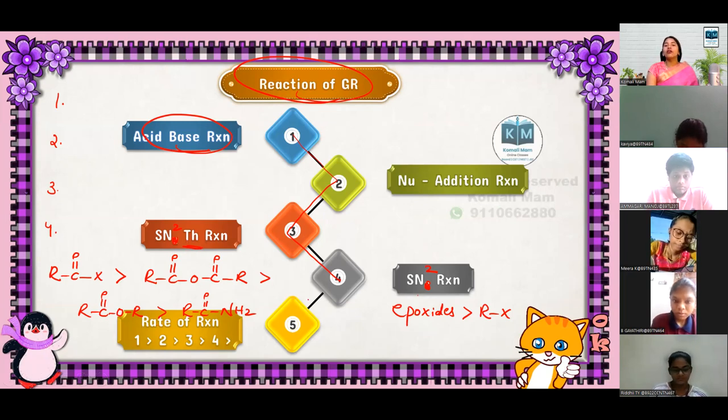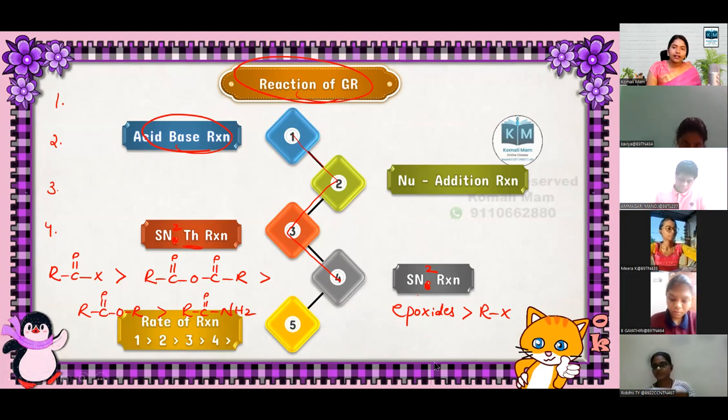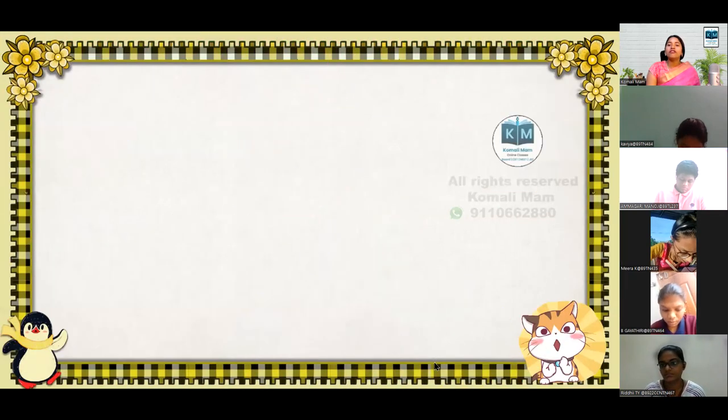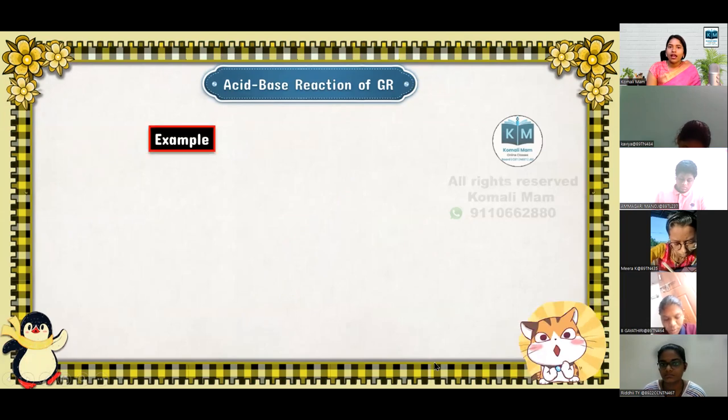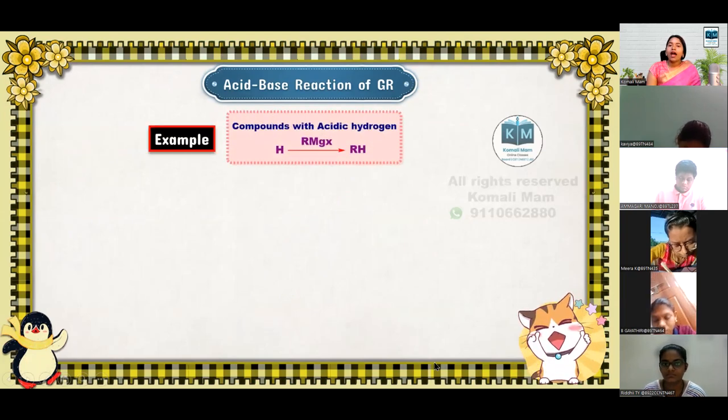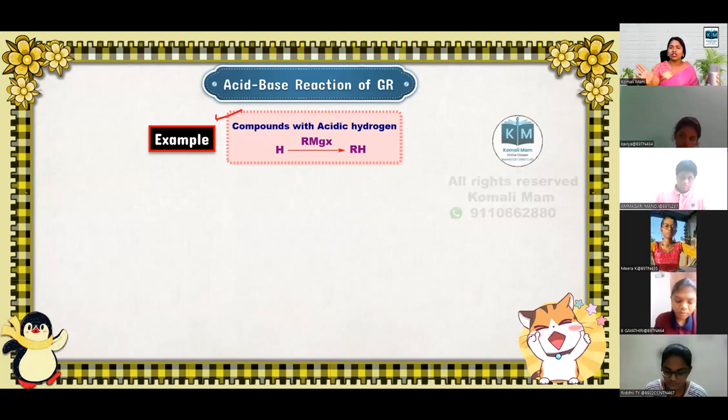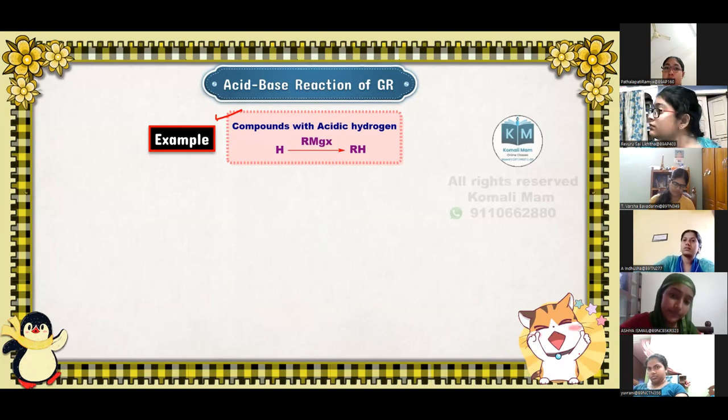This is the order of reactivity with a Grignard reagent. Order of reaction, speed of reaction: 1 greater than 2 greater than 3 greater than 4, you write. Acid-base reactions, when do they take place? Compounds having acidic hydrogen. Repeat all of you. Compounds having acidic hydrogen. Come on, quickly write.